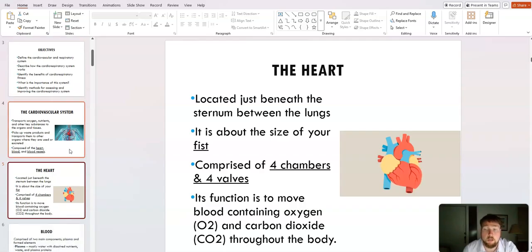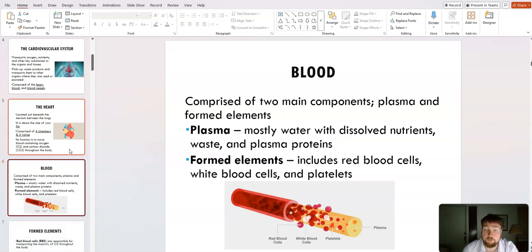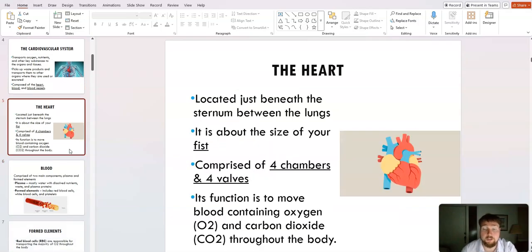All right, the heart. The heart is about the size of your fist. Okay, so not everybody's heart is the same size. The bigger you are, the taller you are, the larger your heart will be. And same for the smaller you are. So it's about the size of your fist. And its main purpose is to deliver oxygen-rich blood and carbon dioxide-rich blood throughout your body.